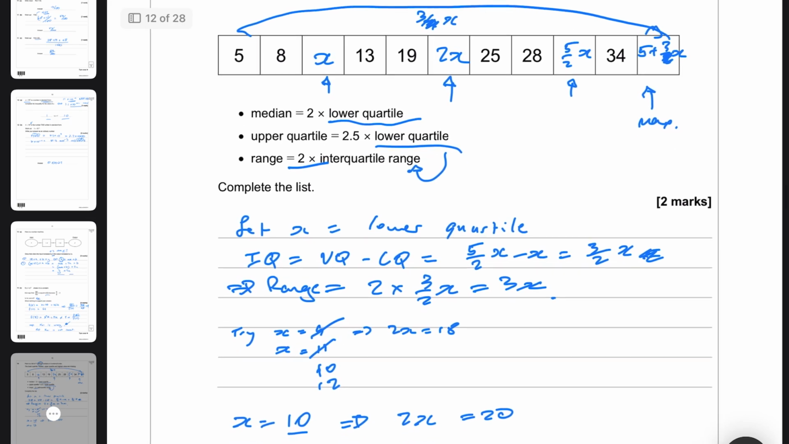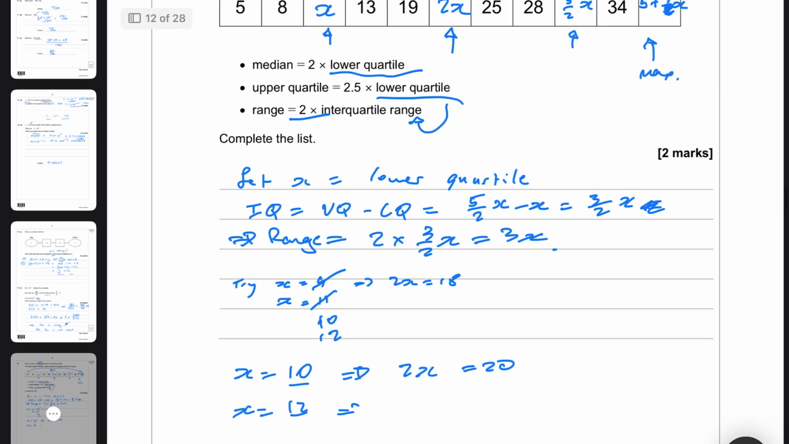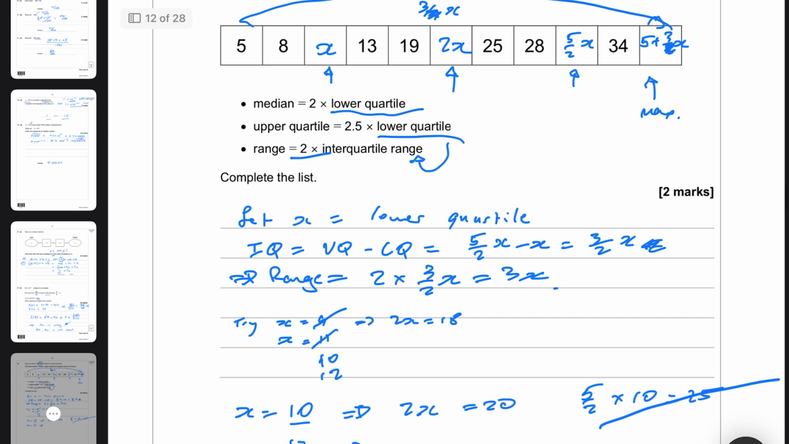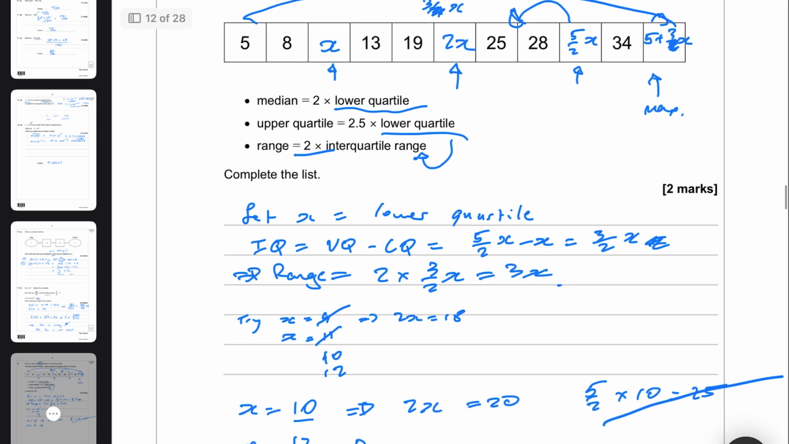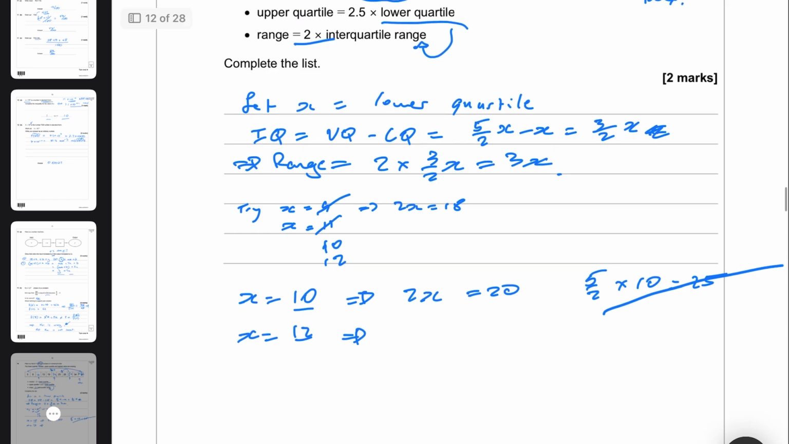Oh goodness me, right, so actually 10 does not work. So there we go, so they gave you 12. So 5 halves times 10 is equal to 25, which does not work. So hence we are here. This can't possibly work, so the mark scheme was indeed full. So now we verify with x equals 12.